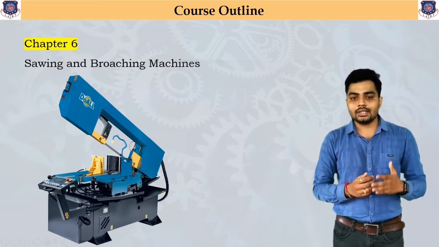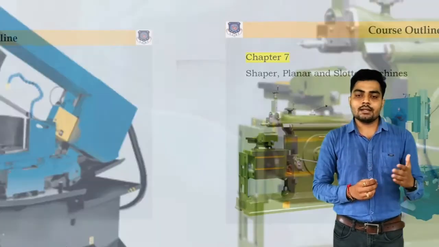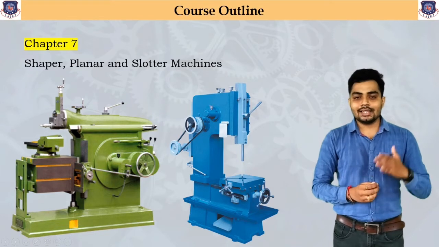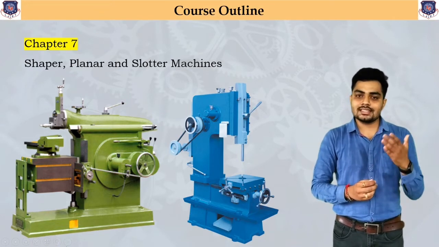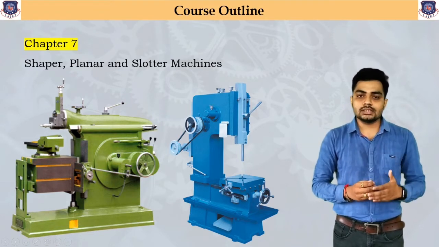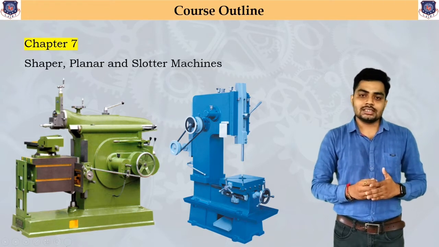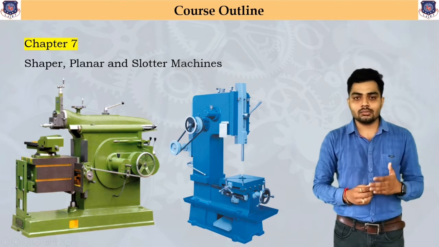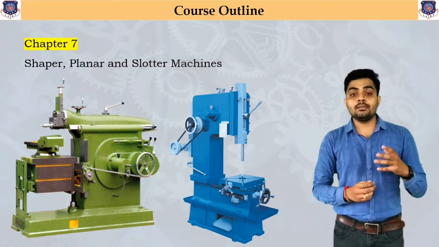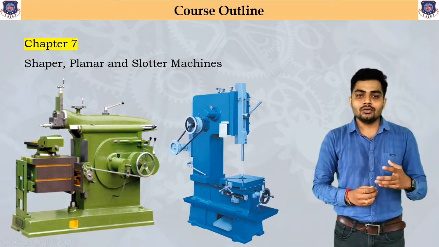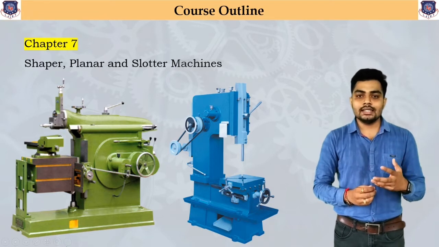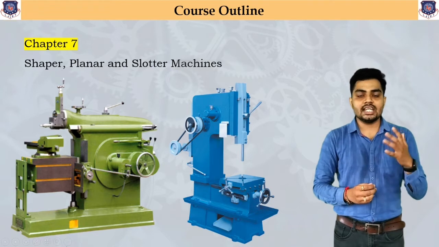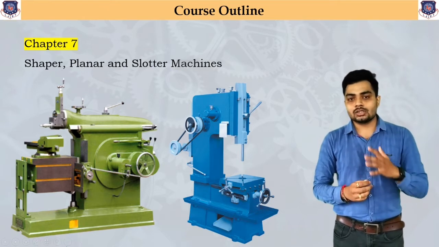Now our next chapter, chapter 7, is the shaper, planer and slotter machine. In this particular chapter, there are three different machines. The first one is the shaper machine, the second one is the planer machine, and the third one is the slotter machine. We will study in detail what the main important parts available are and how these different parts move according to the movement provided. The mechanism is also something we are going to study in this chapter.